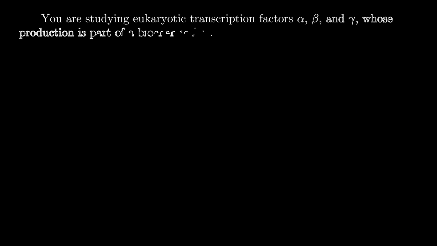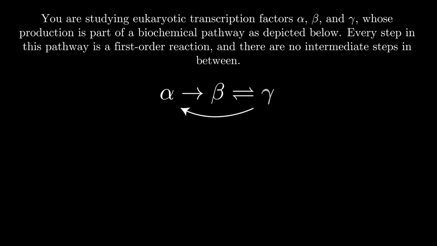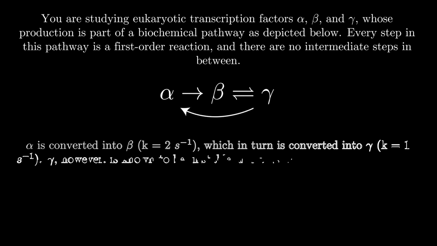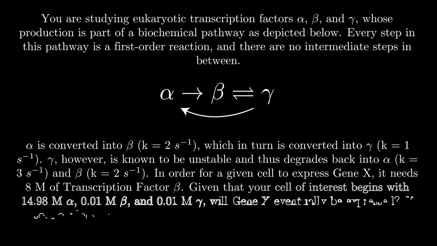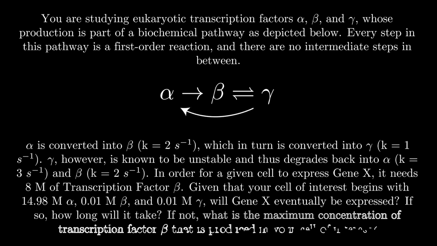You are studying eukaryotic transcription factors alpha, beta, and gamma, whose production is part of a biochemical pathway as depicted below. Every step in this pathway is a first-order reaction, and there are no intermediate steps in between. Alpha is converted to beta, which in turn is converted into gamma. Gamma, however, is known to be unstable and thus degrades back into alpha and beta.